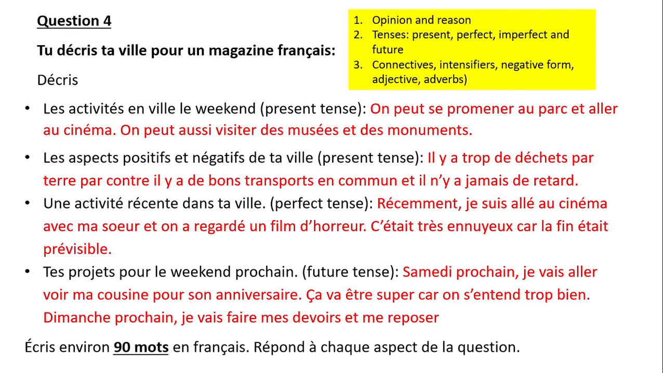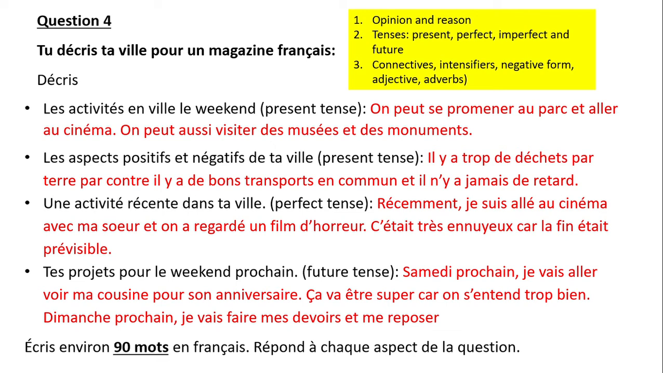So let's see. So it says, tu décris ta ville pour un magazine français. So you describe your town for a French magazine. You need to describe the activities in town on the weekend. So here it is the present tense. The second bullet point, the positive and negative aspects of your town. So again, here we have the present tense.